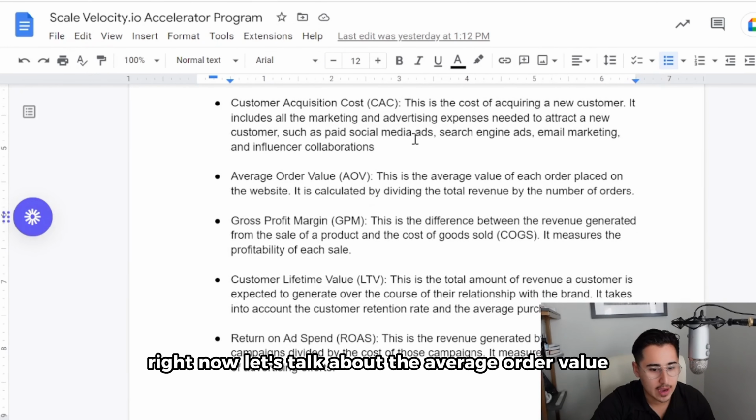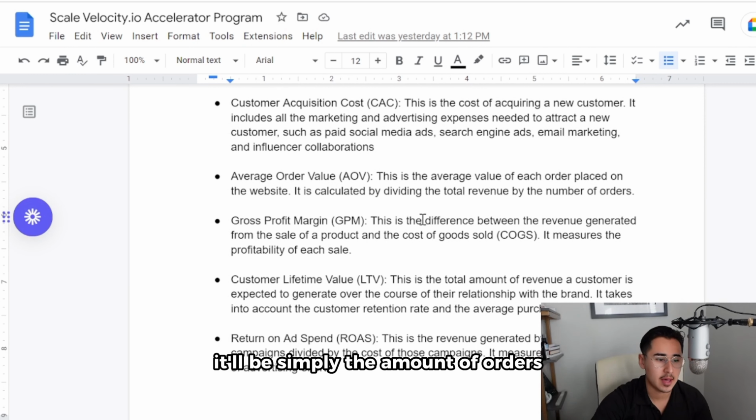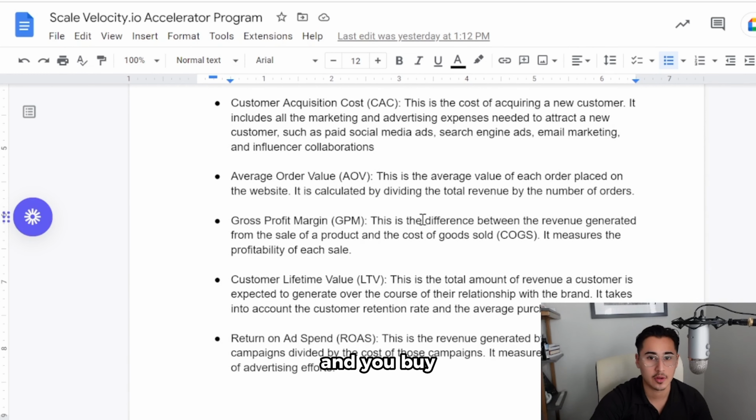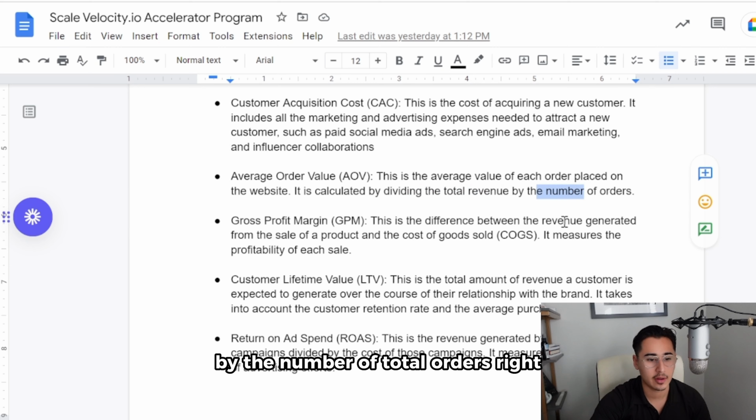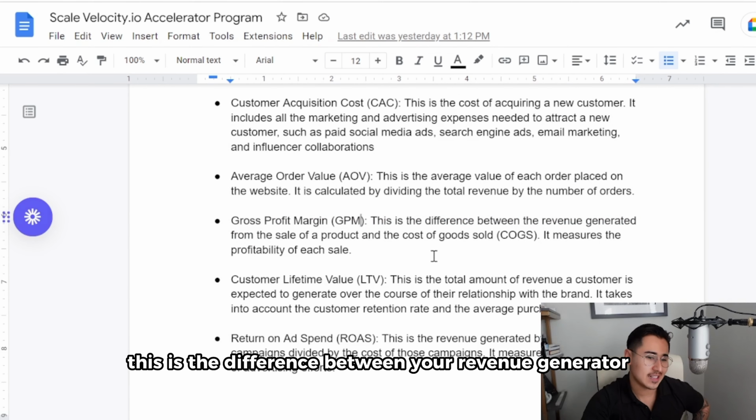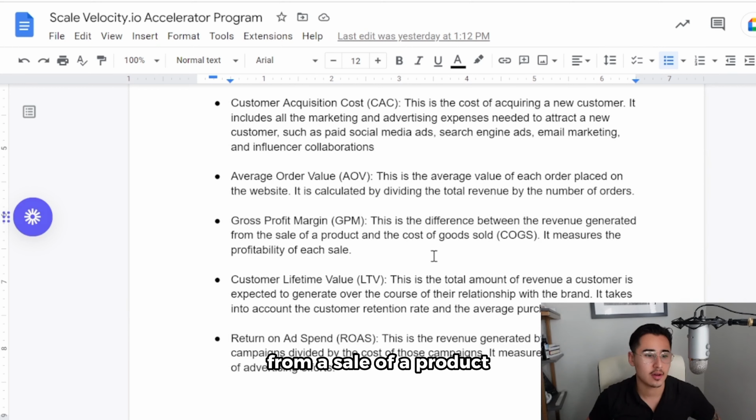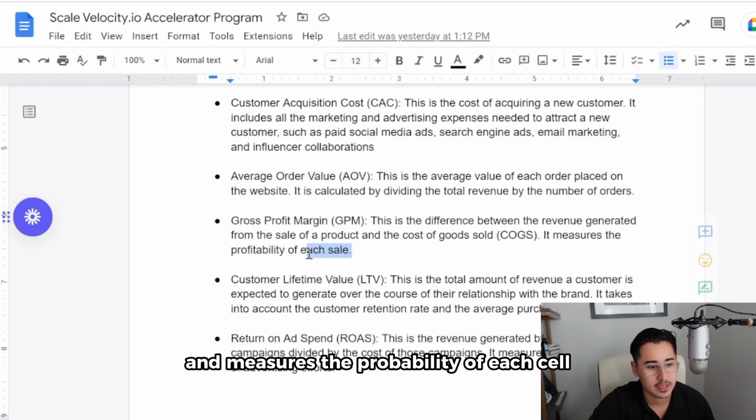Now let's talk about the average order value. AOV is simply the amount a single customer or new buyer typically spends per order, and this is simply calculated by dividing the total revenue by the number of total orders, right? Let's look at gross profit margin, GPM. This is the difference between your revenue generated from a sale of a product and the cost of goods to fulfill, and measures the profitability of each sale.